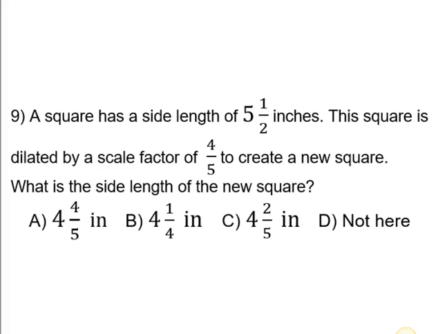A square has a side length of 5.5 inches. This square is dilated by a scale factor of 4/5 to create a new square. What is the side length of the new square? A, 4 4/5 inches, B, 4 1/4 inches, C, 4 2/5 inches, D, not here.